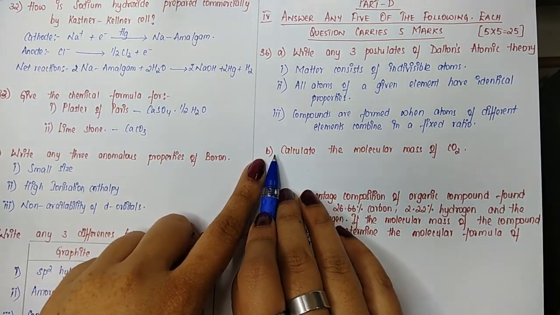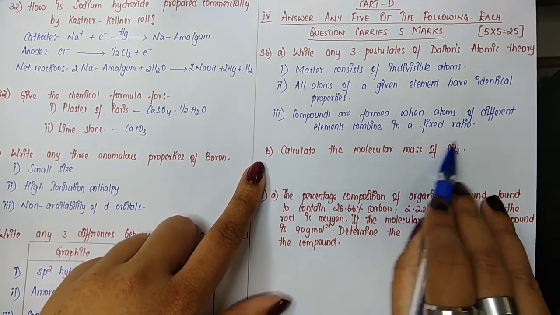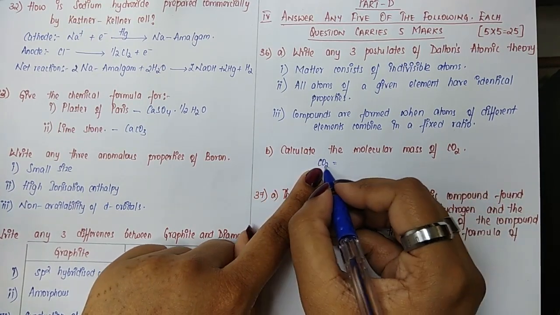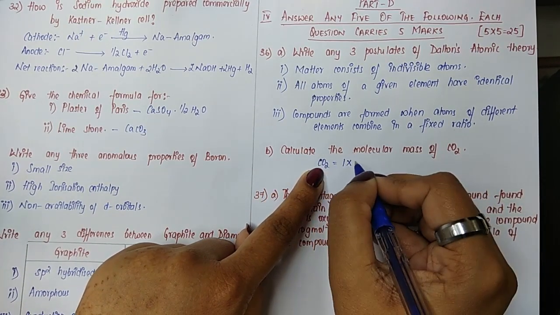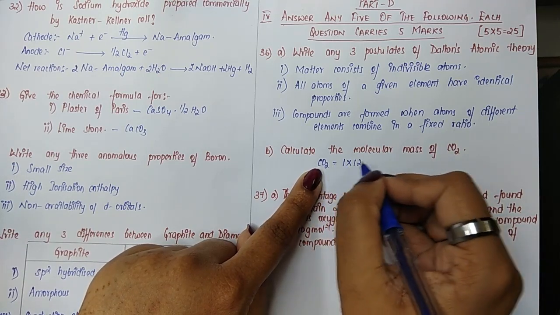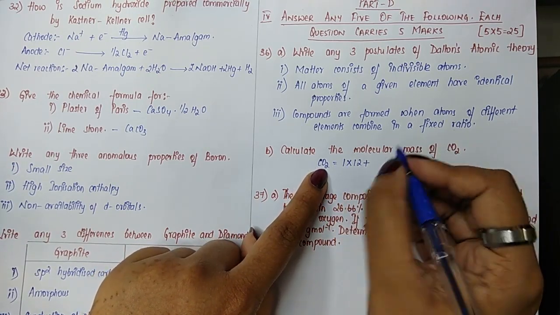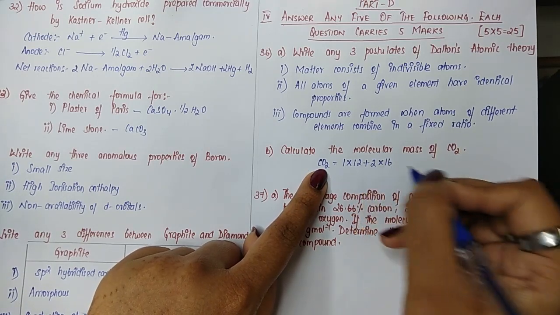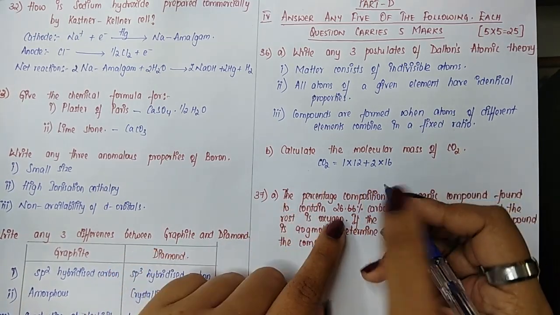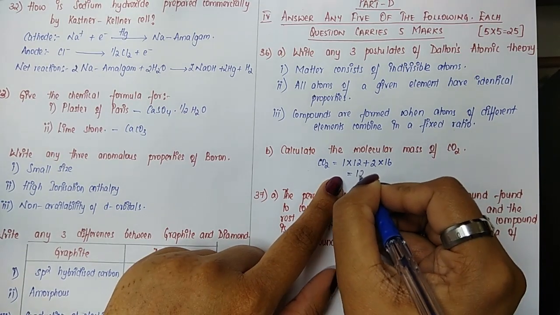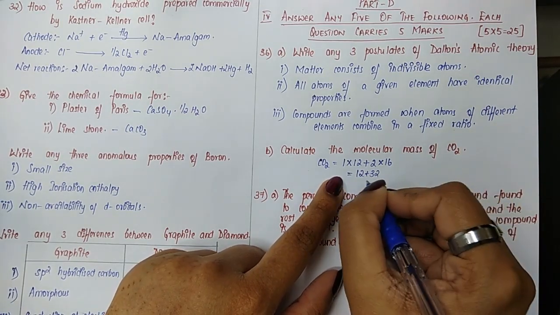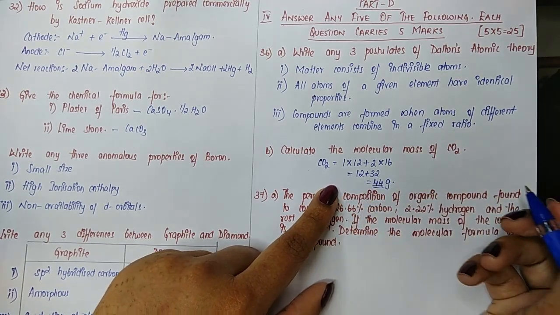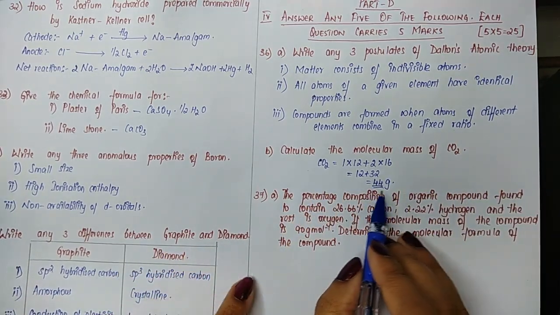The next one is for a 2-marker. Calculate the molecular mass of carbon dioxide. So for carbon dioxide, we have 1 atom of carbon into 12, which is the atomic mass of carbon, plus 2 atoms of oxygen into 16, which is the atomic mass of oxygen. When we calculate this, it is 12 plus 32, which is equal to 44 grams. 2-mark question. You have to write the unit for this.